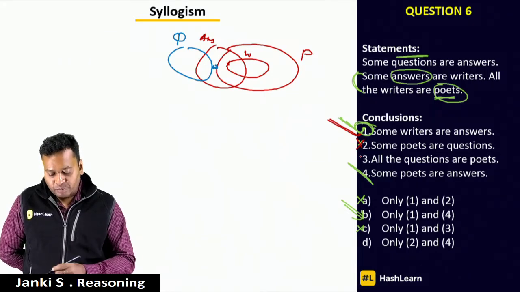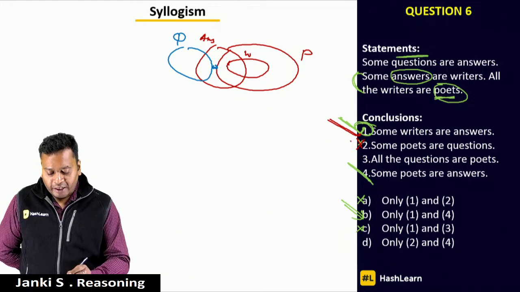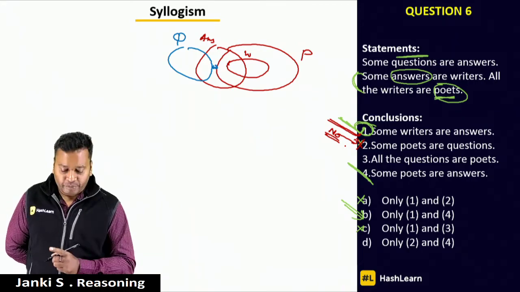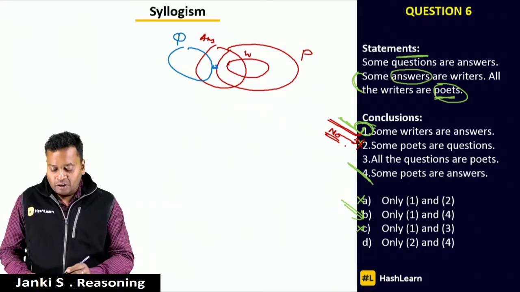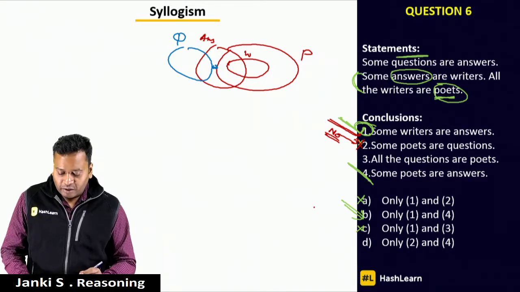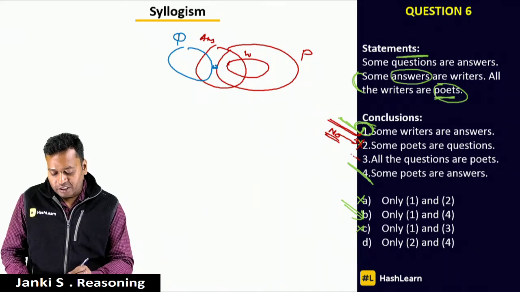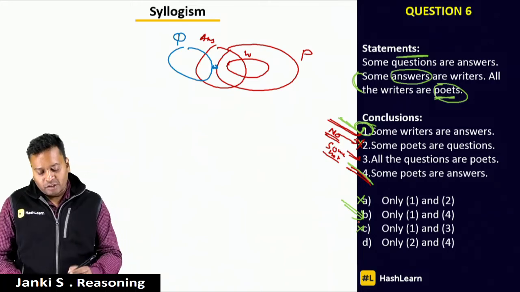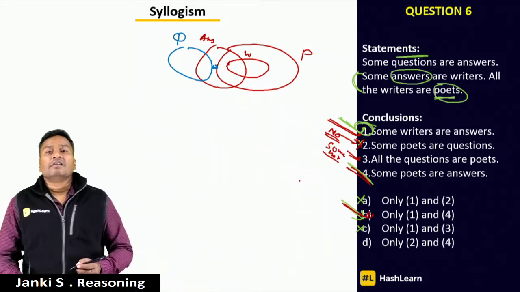Because negation is available here. So go by the negation of this thing. If no is available there, no's figure is available there, that means that is not a correct format. All the questions are poet, that will never be possible, because if I go by the negation, some not will be there, right? And some poets are answer. Some poets are answer, that's already there, right? My answer should be nothing but option B, right?